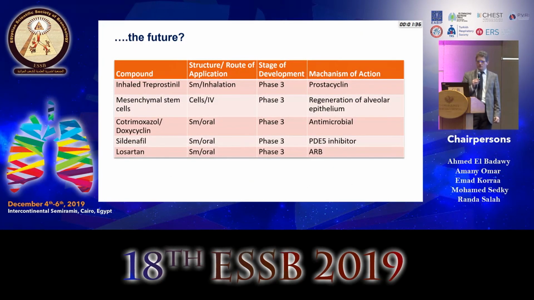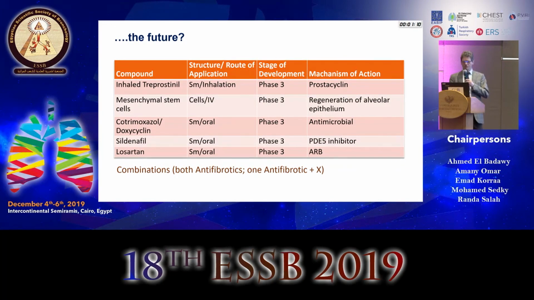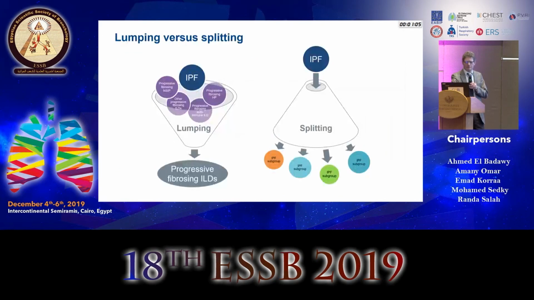What comes in the future? There are many things in the pipeline. Here are just those where phase 3 trials are enrolling: treprostinil, stem cells, antibiotics, anti-pulmonary hypertension drugs, and even drugs for normal hypertension, and combinations of those antifibrotics or one antifibrotic and other substances are on the way. It's interesting what will come.